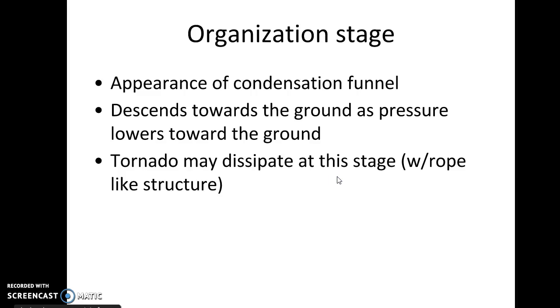After a dust swirl stage, the tornado starts to become more organized. We get our condensation funnel, the actual funnel that we see of the tornado. And it starts to descend towards the ground as the pressure gets lower. The tornado can dissipate at any stage. It might not ever make it past the dust whirl, or it may begin to organize and then fall apart. This is very common.